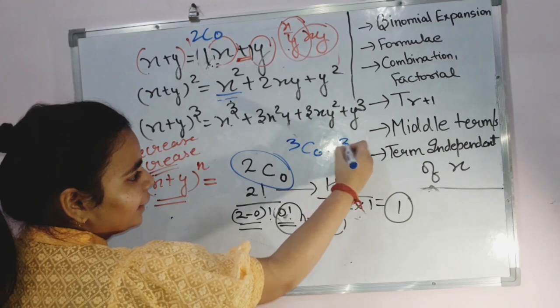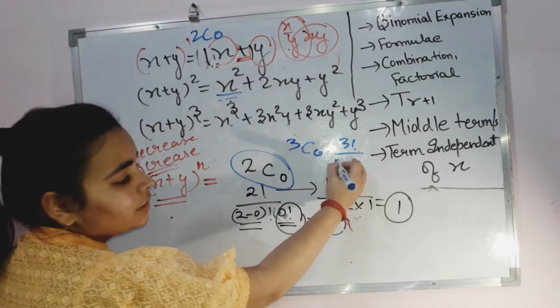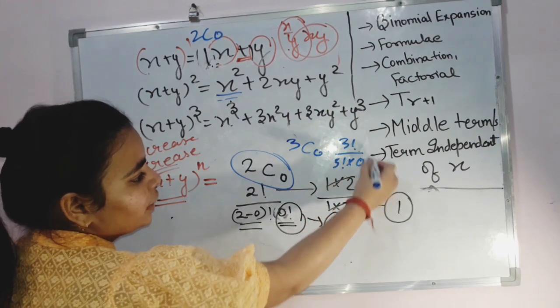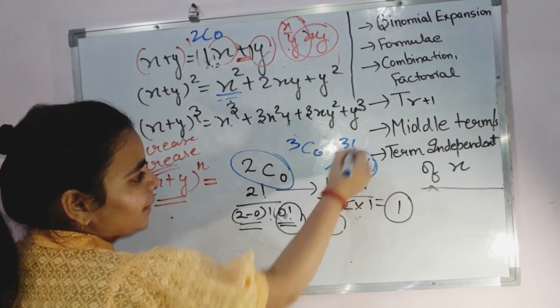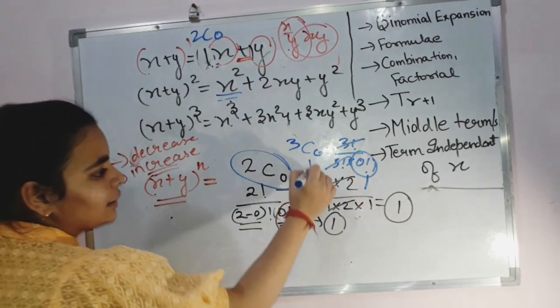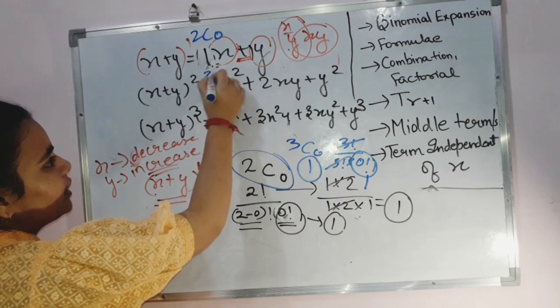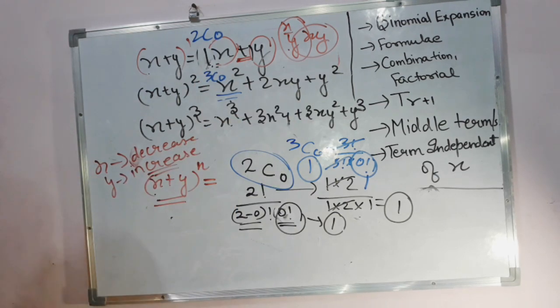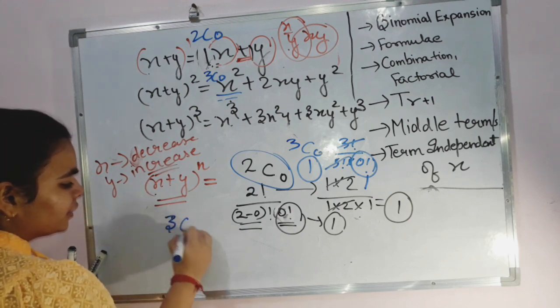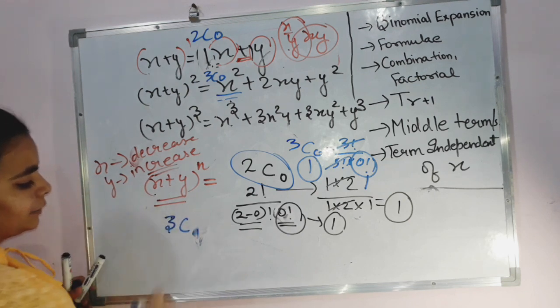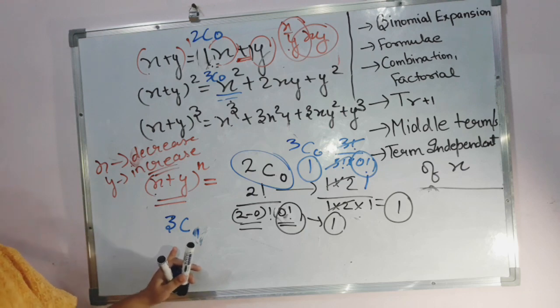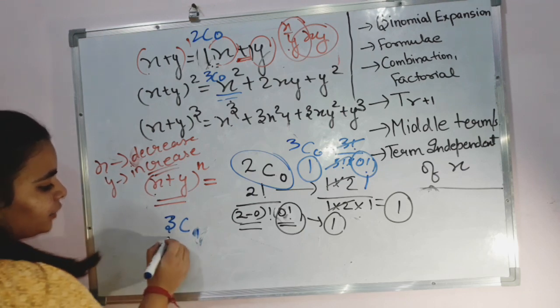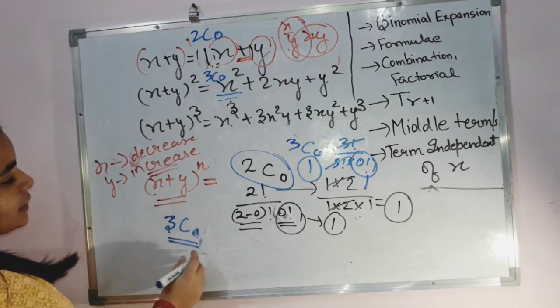If I write it, then I'll get 3 factorial upon 3 minus 3 factorial into 0 factorial. 0 factorial is 1 and 3 factorial gets cancelled. So my answer is again 1. So I can write it as 3c0. Now if I see 2, how can I get 2? If I simply write 3c1, then what will be my answer?